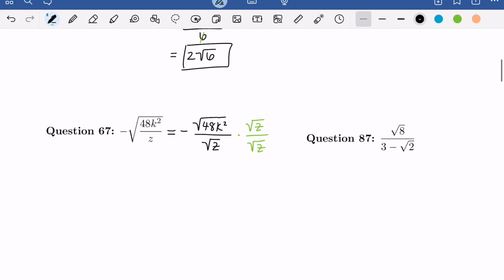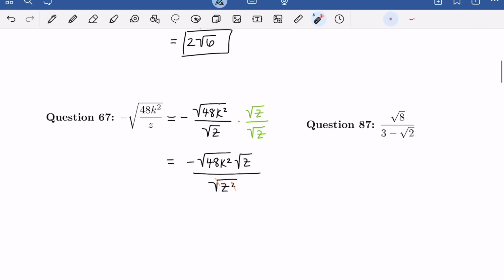So what happens here is we're going to get negative square root of 48k squared times the square root of z. And in the denominator here, we're going to get the square root of z times z, all under one square root. z times z is z squared. And since we're taking the square root of that, we're just going to end up with z in the denominator. So what I mean is we're going to have the square root of z squared. Now, the squared and the square root are going to cancel, so we're just going to end up with z in the denominator.